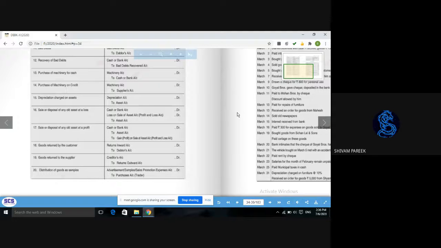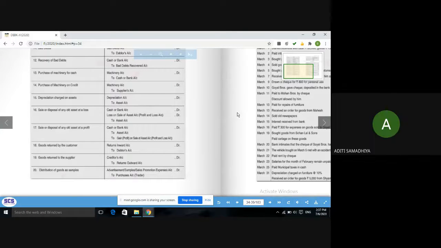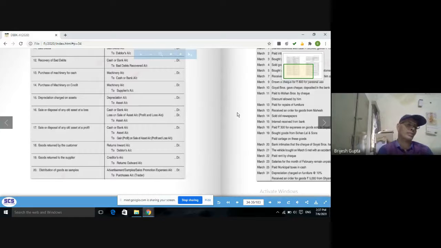Profit? No, profit is a different issue. We are discussing direct income right now. Sale of assets? No, sale of asset is not income. Assets are a different issue. See, please.